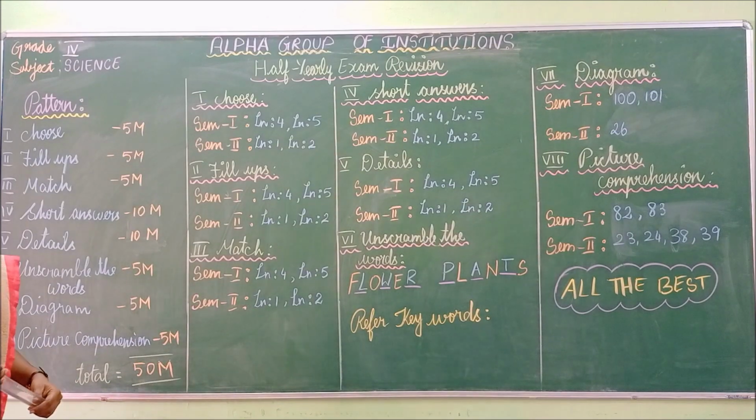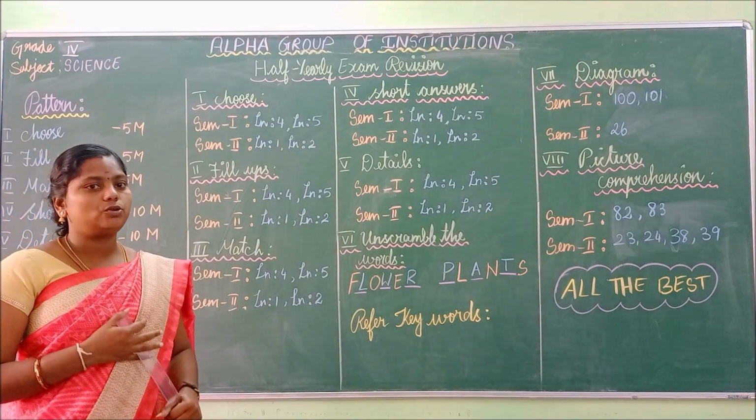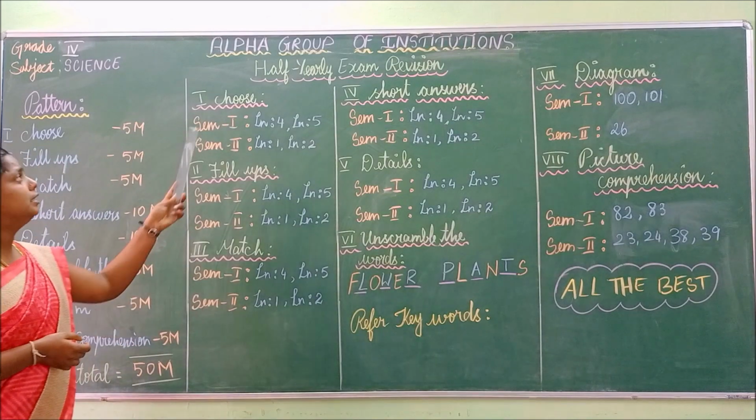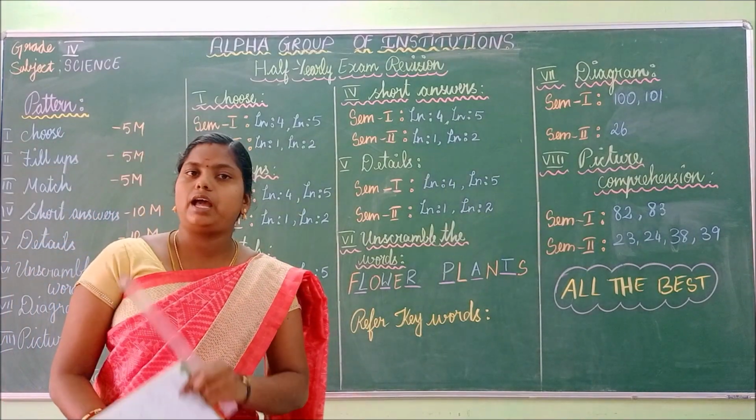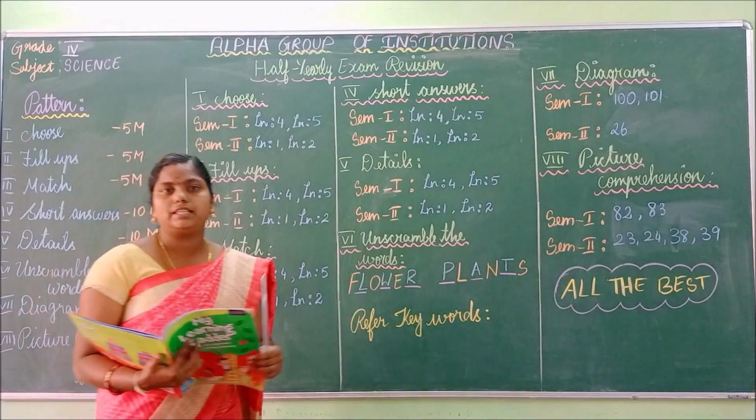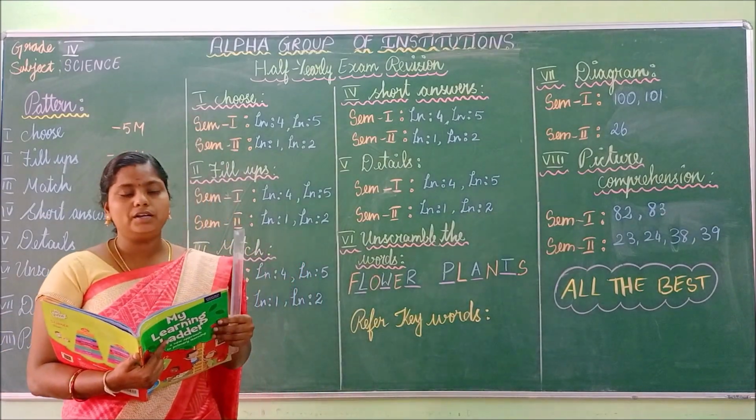Is it clear to all? So children, shall we revise now? Shall we start to revise? Good. Here, part 1, choose. So we already said that we are having 4 lessons in our exam. So lesson number 1, first choose.